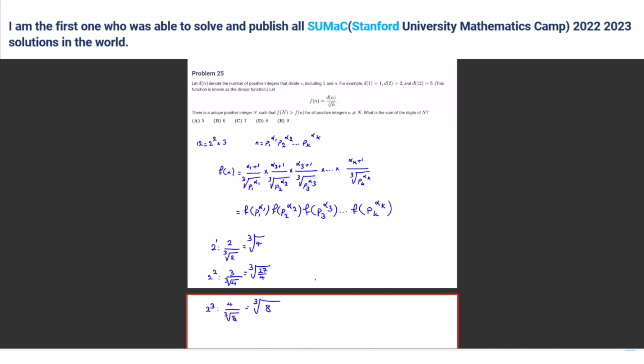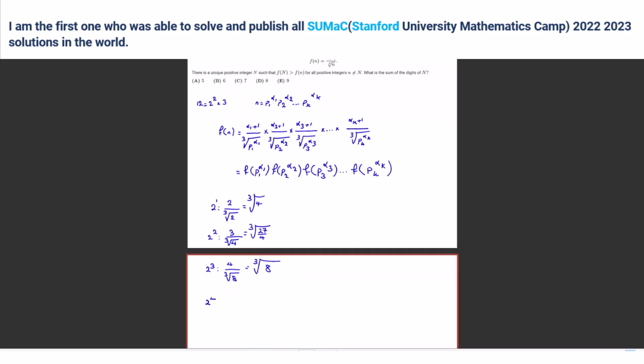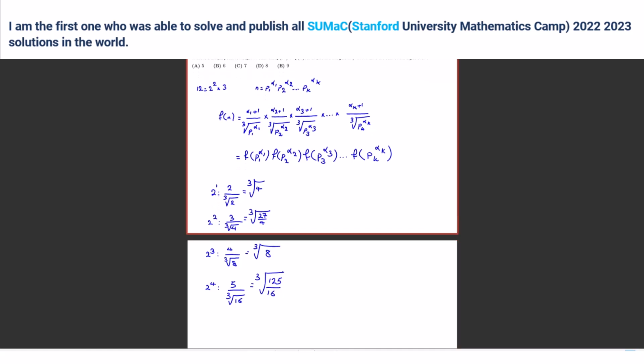Okay. So this one is 6 point something. 2 to the 4 is 5 over the cube root of 16, right? So 125 over 16. How can we show it is less than 8? It's less than 8, right? How can we prove that all of them are less than 8, or that 2 cubed is the best one?